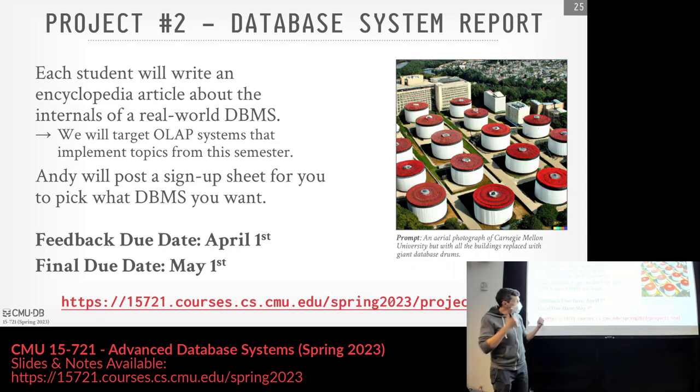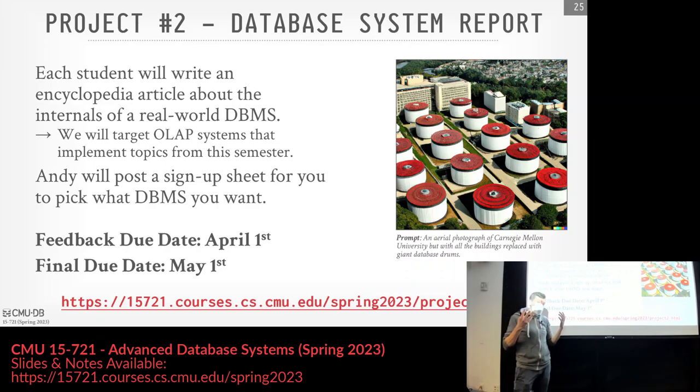So I'm going to post on Piazza either today or tomorrow a link to a sign-up sheet where I'll list a bunch of these systems. It'll be first come, first serve. You can pick what system you want, because there's a lot of them. But I'm going to curate the list to cover systems that are significant enough, where there is enough information that describes what they're doing. Like, there's a lot of hobby projects where everyone rewrites Redis. We're not covering those. Instead, we're going to look at the ones that are actually a full-fledged OLAP system.